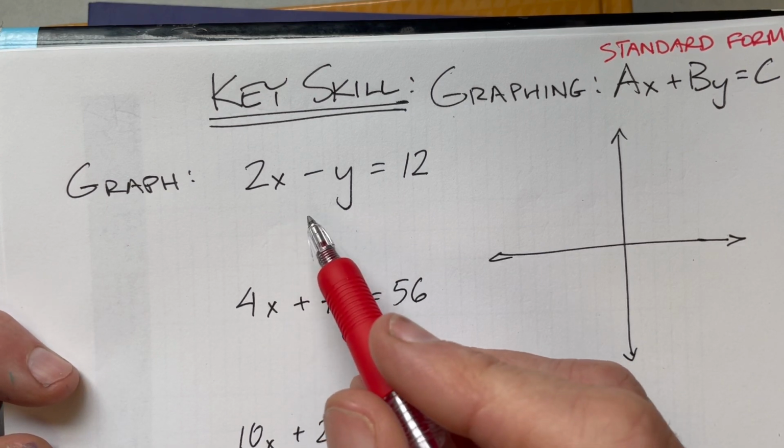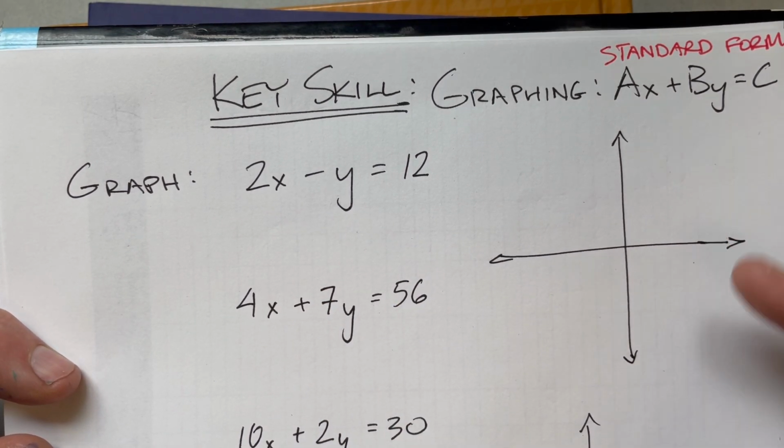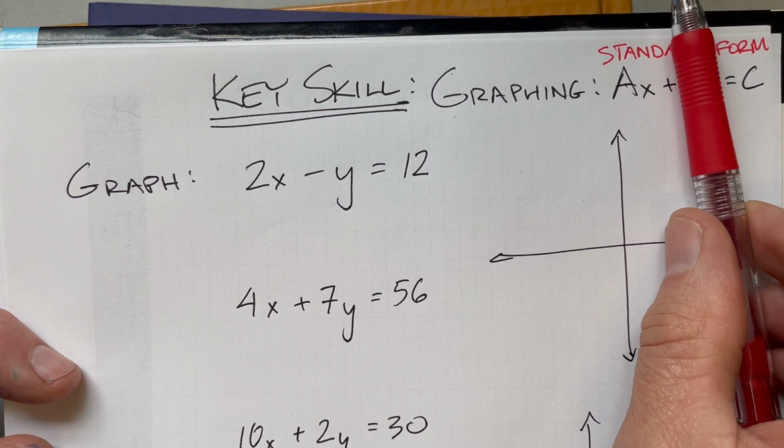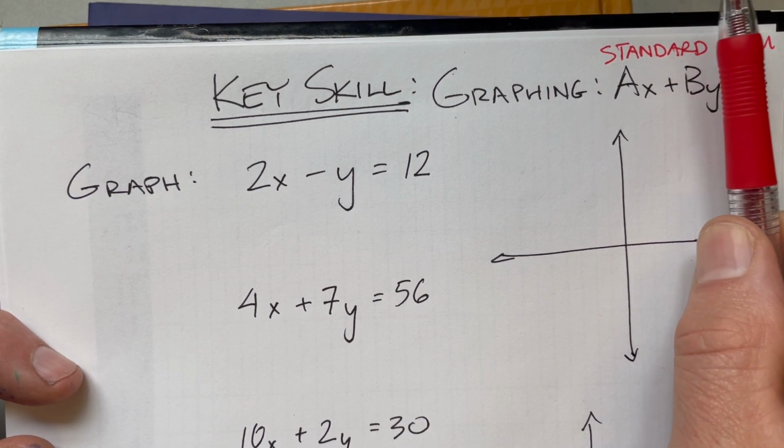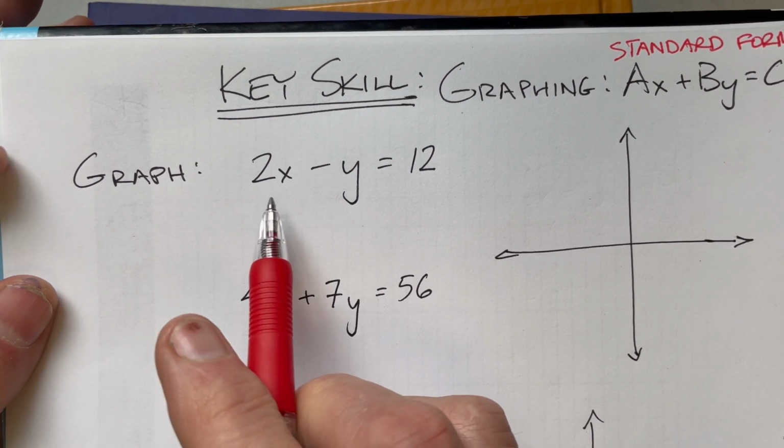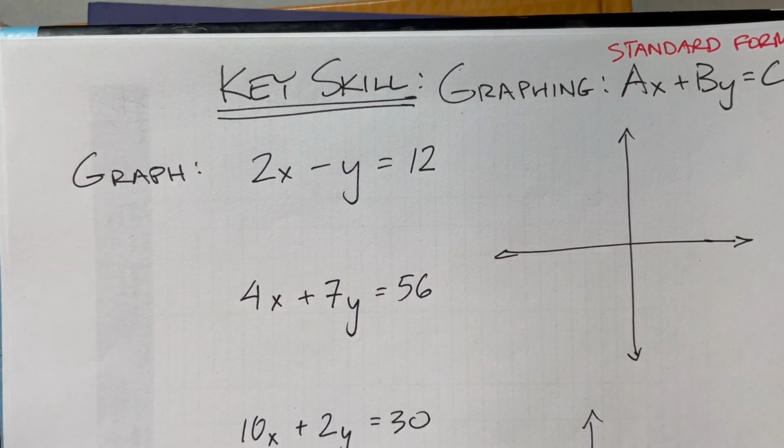If you have one of these drop out, it's really kind of just a boring horizontal or vertical line, so we don't really consider that standard form. But this is standard form, and the question is, how do we graph it?